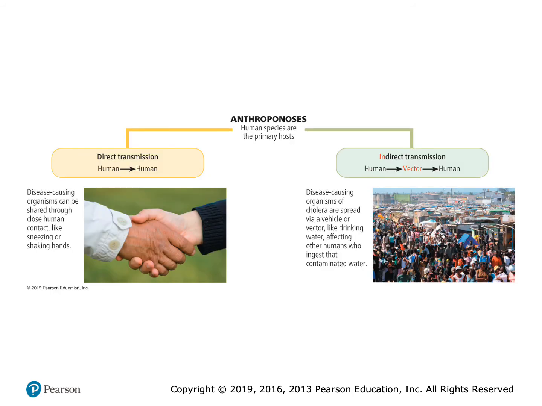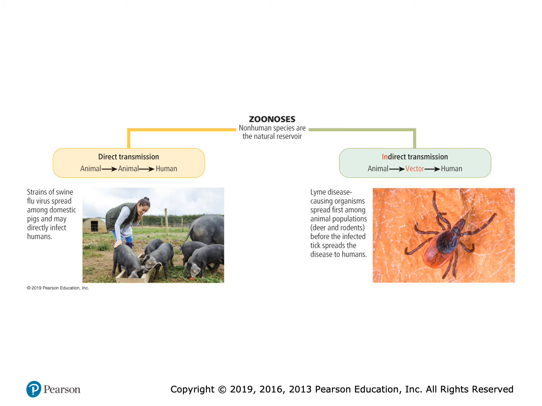So with anthroponosis, the direct transmission is human to human. They may be transmitted directly or indirectly by an animal called a vector or in contaminated water or food, but they will only affect humans as the primary host. Whereas zoonosis, these are diseases shared between humans and other animals, and these may be transmitted directly or indirectly through animal vectors.